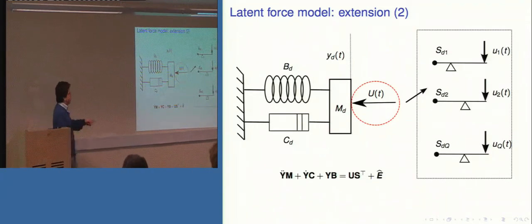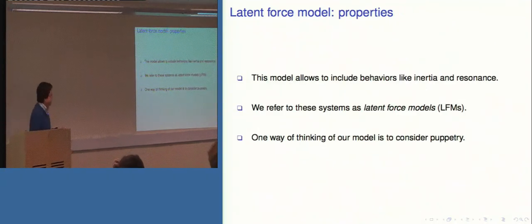And the idea here is that you can encode, as Neil was saying, some other effects like inertia and resonance that you don't have in the usual latent variable model. Yeah, because that's a very instantaneous way of transmitting information from the input forces to the outputs. And that's what we call a latent force model.